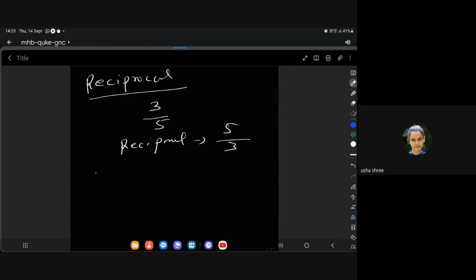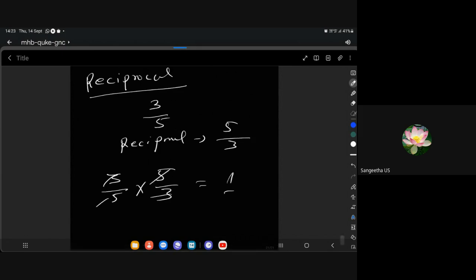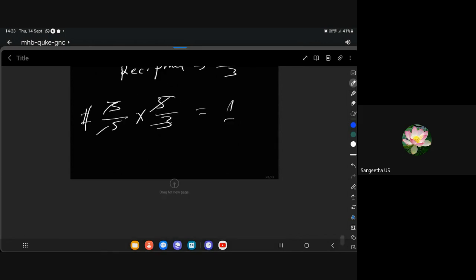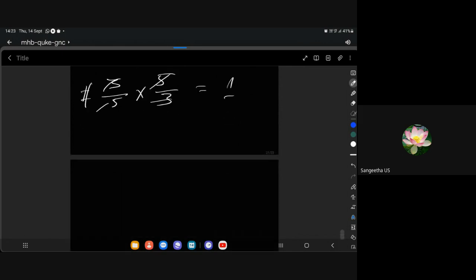Is it 1? Yes. Multiplication of a fraction and its reciprocal, 5 by 3 and 3 by 5, means the 3s cancel, the 5s cancel, and it will be 1. Okay. Suppose I write another example. This is the reciprocal. The concept of reciprocal is clear. It is just the reverse, nothing else, just reverse.